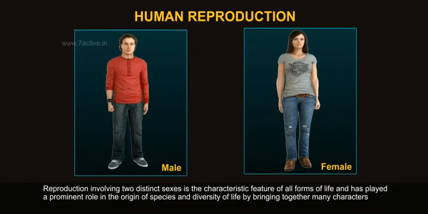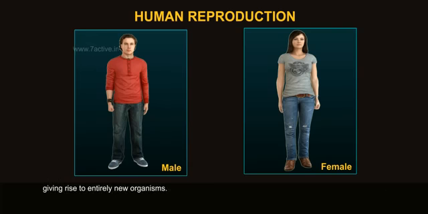Reproduction involving two distinct sexes is the characteristic feature of all forms of life and has played a prominent role in the origin of species and diversity of life by bringing together many characters, giving rise to entirely new organisms.